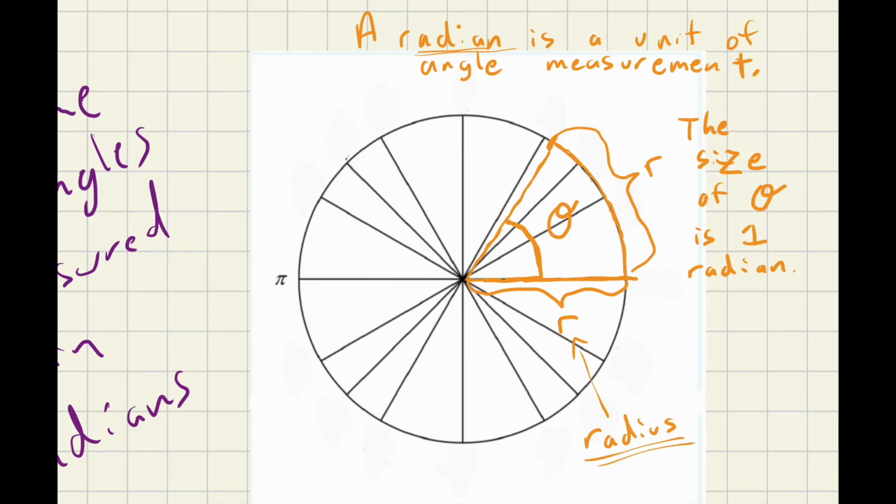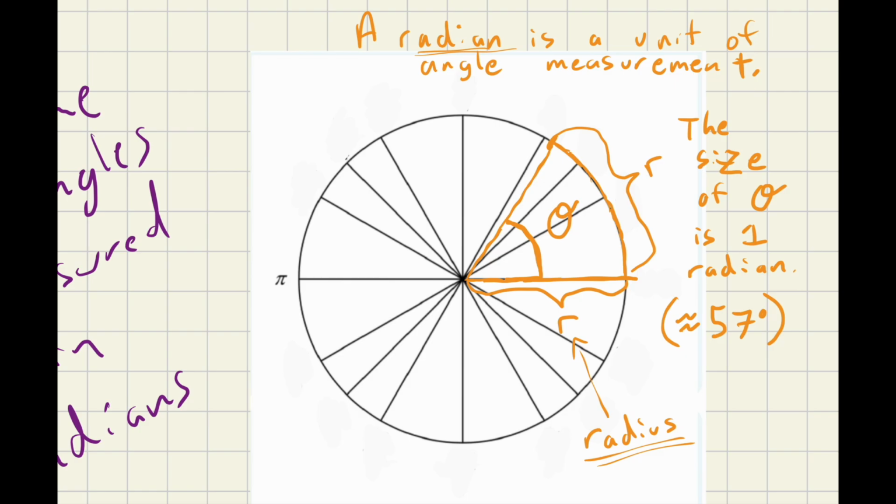1 degree is a very small angle. 1 radian turns out to be about 57 degrees. So you could also say the size of this angle theta is about 57 degrees. What's really, really nice about radians is that they make all sorts of calculations kind of cleaner and nicer. Take this circle, for example. I've shown 1 radian here, so that's about 57 degrees.